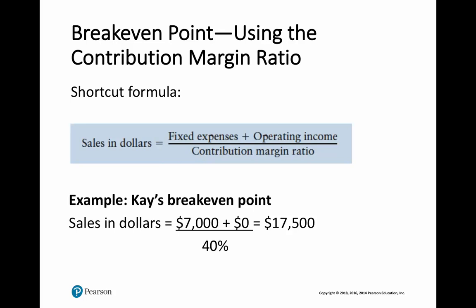This time, instead of dividing by our contribution margin per unit, we divide by our contribution margin ratio of 40%. And that tells us we need to have sales of $17,500 in order to break even for K's poster company. So it's the same formula numerator-wise. The difference is we're going to use our CM ratio to give us our sales dollars.